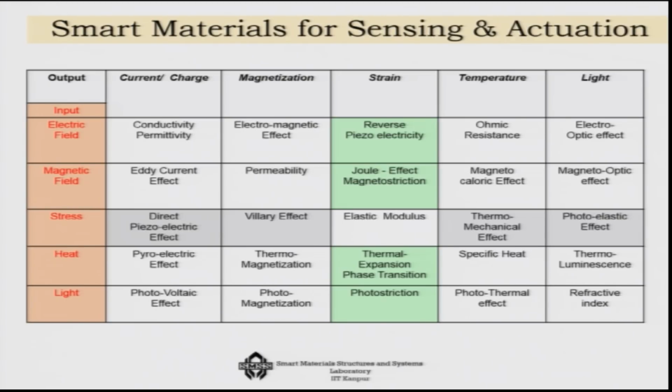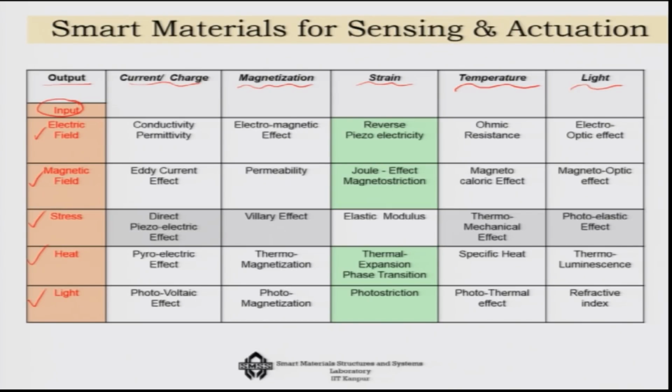Now, here comes the very important table for us, which will also tell us which materials are smart and which are not. If we look at it, we have the outputs and inputs. This is the way the table is arranged. In the input, we have considered electric field, magnetic field, stress meaning mechanical stress, heat and light. In the output, we have considered current or charge, magnetic field corresponding to magnetization, mechanical stress corresponding to strain, heat corresponding to temperature, and light corresponding to light itself.